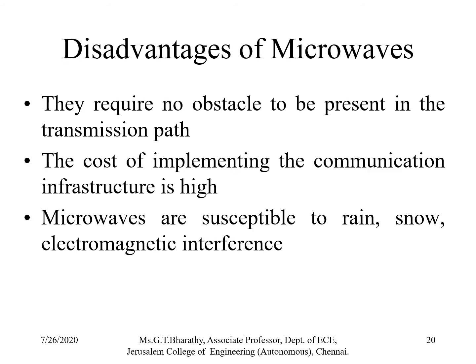Next we saw the disadvantages of microwaves, that is they require no obstacle to be present in the transmission path, that is it requires line of sight path, and the cost of implementing the communication infrastructure is very high, and microwaves are susceptible to rain, snow and EMI, that is electromagnetic interference.